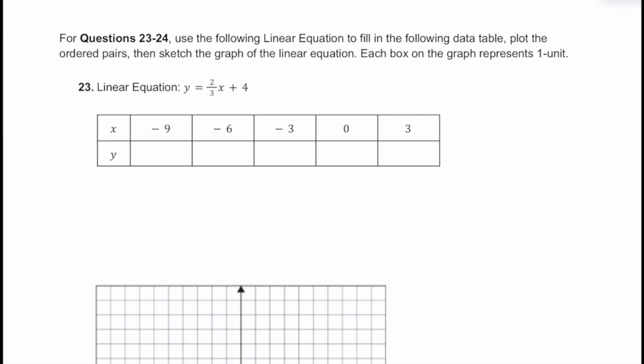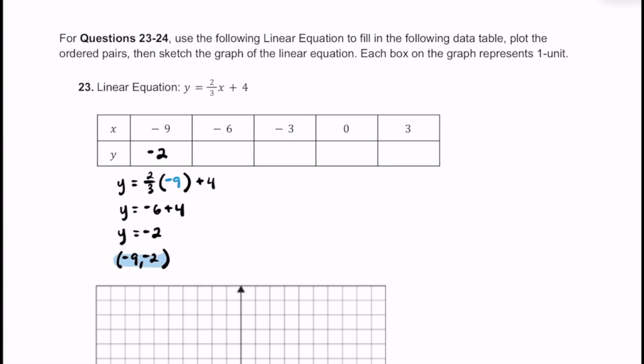So first things first, let's take this y and say that's equal to 2/3 times, and then our first x value here is going to be -9. So let's plug in this -9, and then let's add 4. All right, so now 2/3 of 9 is 6, so 2/3 of -9 is just going to equal -6. So this is gonna end up being -6 plus 4. -6 plus 4 is going to be -2, so y will equal -2 here, right? So that's gonna be our first ordered pair. We know that -9, -2 is gonna be a point on our graph here, all right?